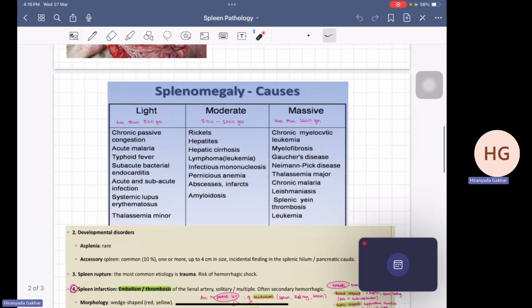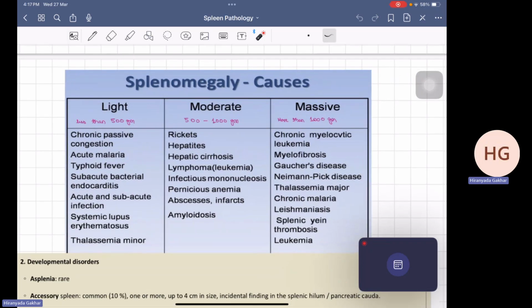Moving on to this blue colored table. Now, we've discussed the possible etiologies of splenomegaly. Here, we need to remember that splenomegaly has three classifications. It can be light, which means that it is less than 500 grams. It can be moderate, which means that it is between 500 and 1000 grams. Or it can be massive, which means that the enlargement is more than 1000 grams. Here are the examples or the causes for each of the light, moderate, and massive. And it would be great if you could remember a few examples from all the three columns.